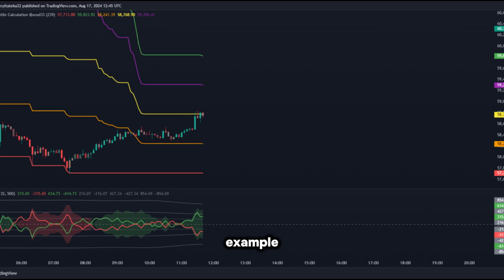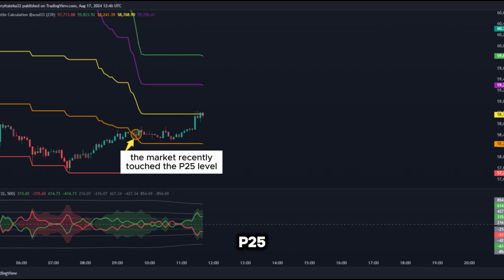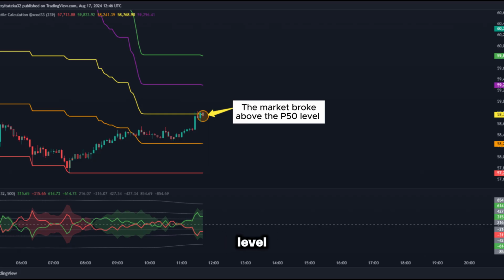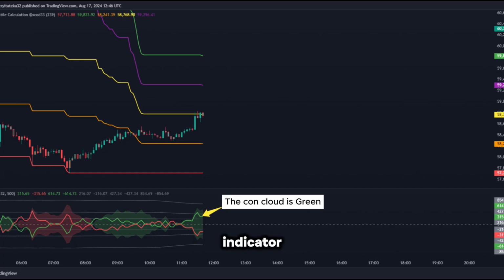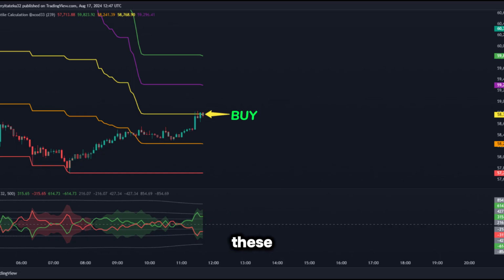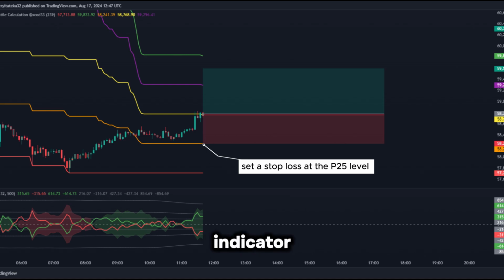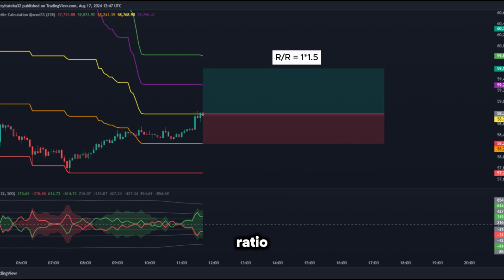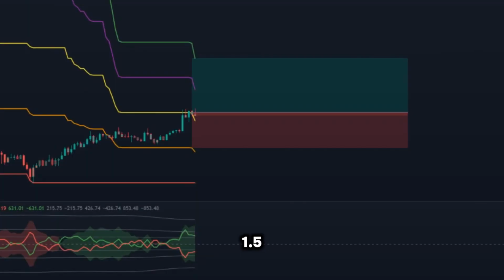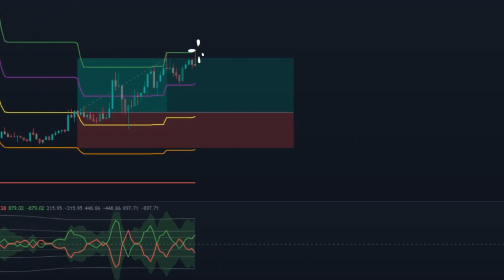Now, another example where the market recently touched the P25 level of the percentile indicator. Then it broke above the P50 level of the percentile indicator, and the con cloud of the Expansion Contraction Indicator turned green. With these conditions in place, we place a buy order. The stop loss is set at the P25 level of the percentile indicator, and the risk-to-reward ratio is 1 to 1.5. The target is successfully hit, and we move on to find more trades.